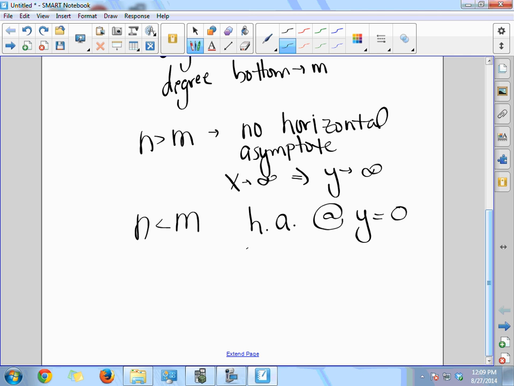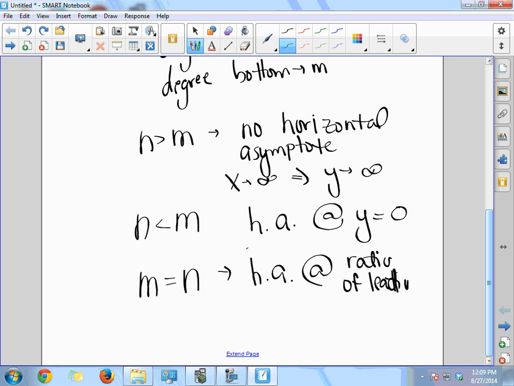And then the interesting thing comes whenever they're equal to each other. Your horizontal asymptote is the ratio of the leading coefficients, which is just the two constants in front of your x to the highest power, and you make a ratio out of those, the top over the bottom. I'm not a big fan of memorizing rules like this.